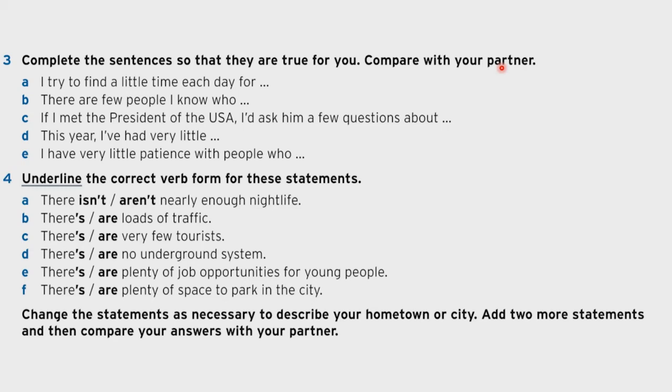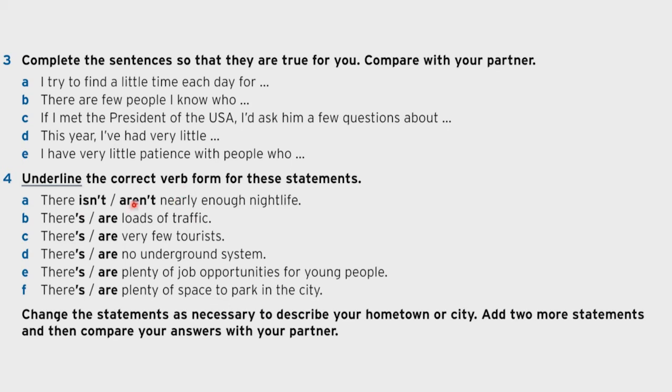All right, once you finish, in exercise number 4 we have underline the correct verb form for these statements. So in these 6 sentences we have is or are, or in this case in negative, and you're going to choose the correct form. How are you going to do this? Well, remember that if it is a countable noun, you're going to use are, and if it is an uncountable noun, you're going to use is. It is very easy to identify because uncountable nouns we cannot write in plural, and countable nouns we must write in plural.